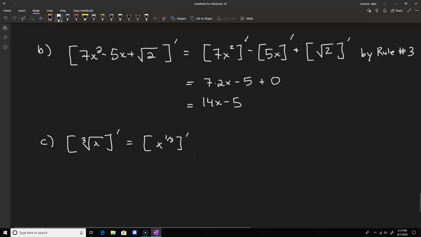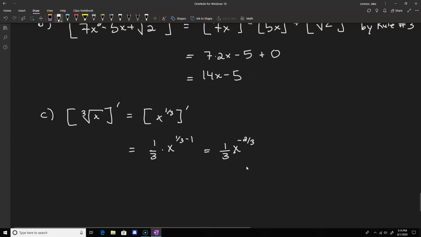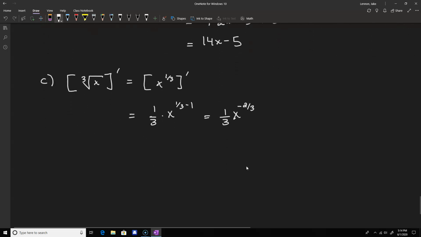So we want to find the derivative of that. So then we just apply the power rule. So this is 1/3 times x to the 1/3 minus 1. So our derivative here is actually 1/3 x to the minus 2/3. So basically what we did was we rewrote using algebra, just an exponent rule from arithmetic, and then we applied rule number 1.